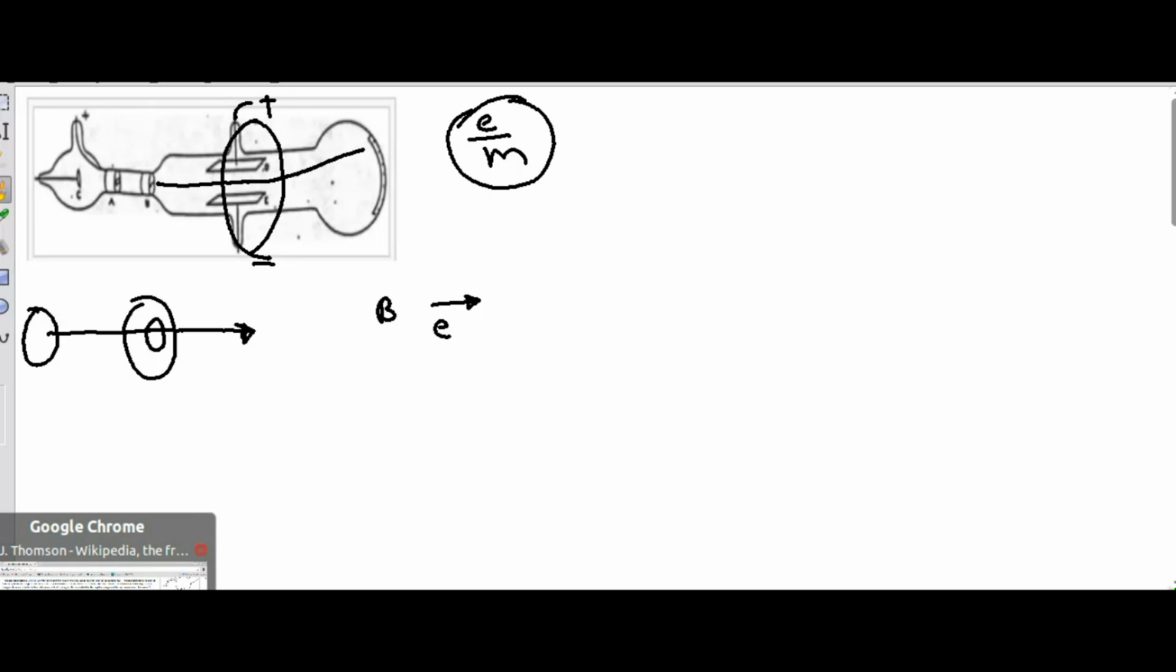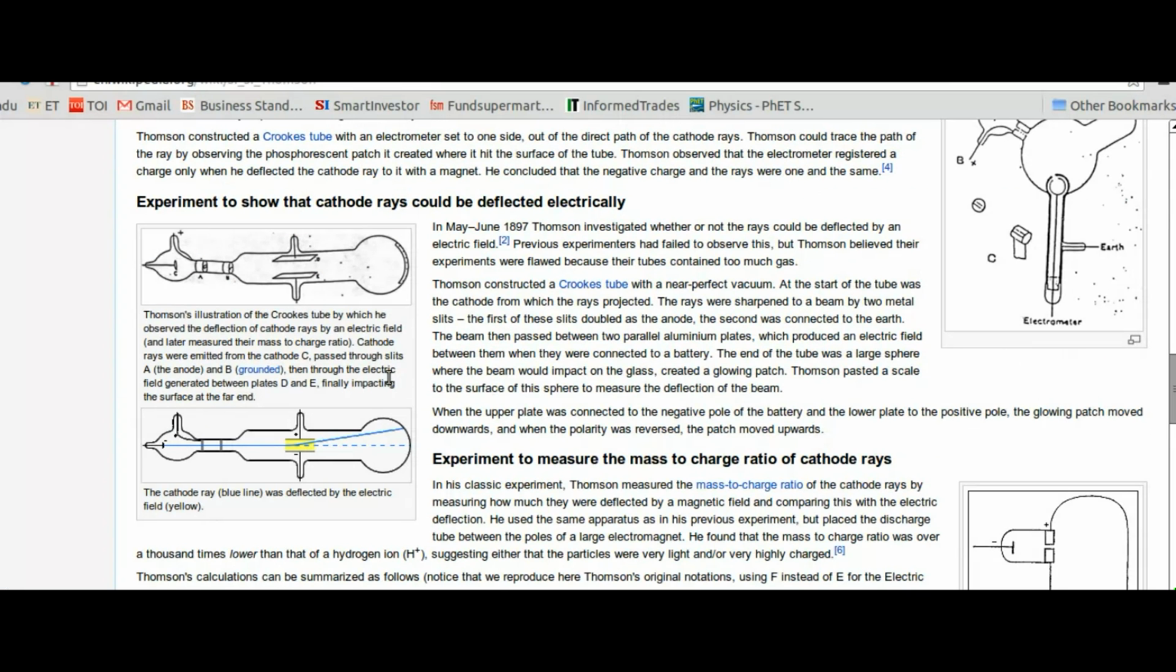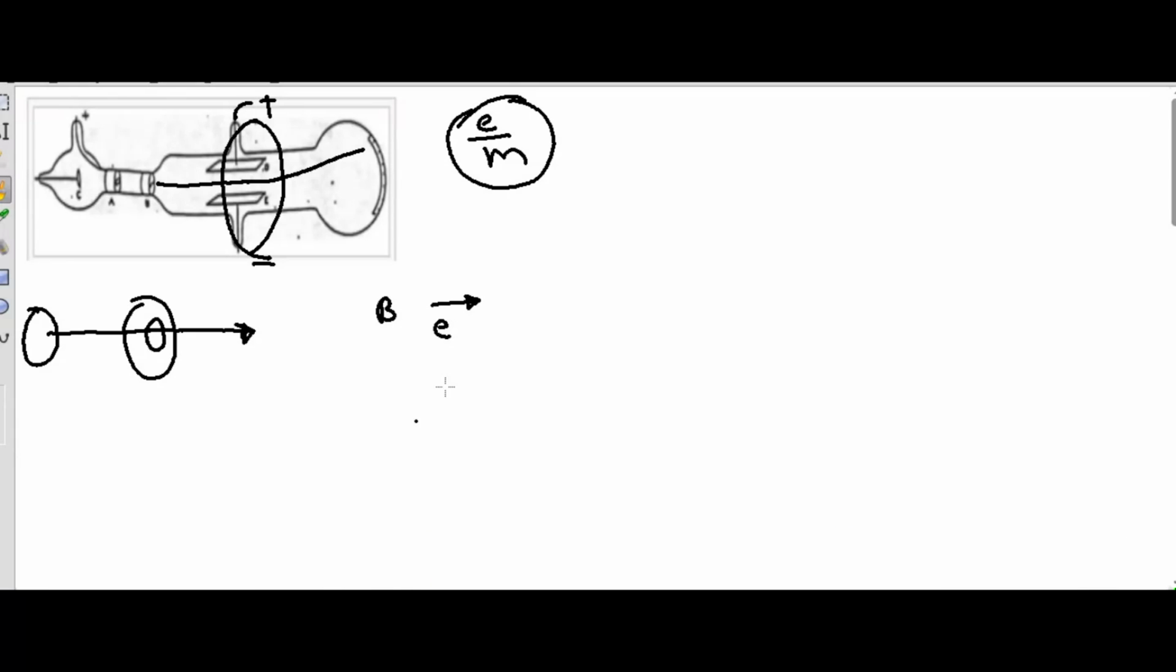If you look at this one, it's a very good illustration. You see that this electric field is switched on and off, and that is diverting these electrons, and I can apply a magnetic field in such a manner that the electric field is neutralized by the magnetic field. The magnetic force will be equal and opposite to the electric force. So let us see how we can do that.